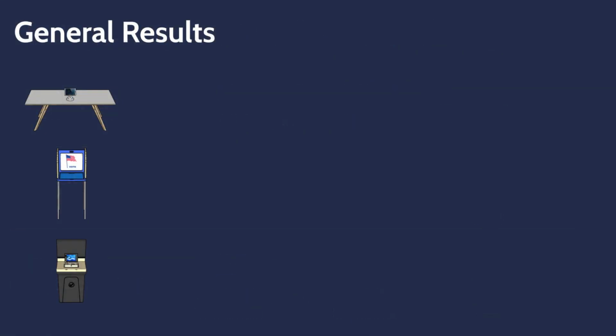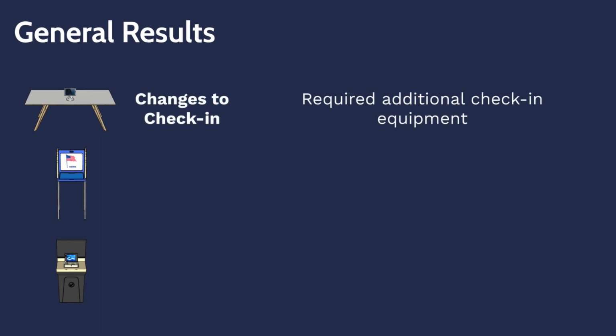The results from these analyses indicate that, as expected, transitioning to voting equipment or processes that are bottlenecks or are more time-consuming increase voter wait times and require adjusted resource allocations. Specifically, changes to the check-in process for both the paper-based and technology-based processes require additional check-in equipment to ensure that voters wait less than 30 minutes to vote.